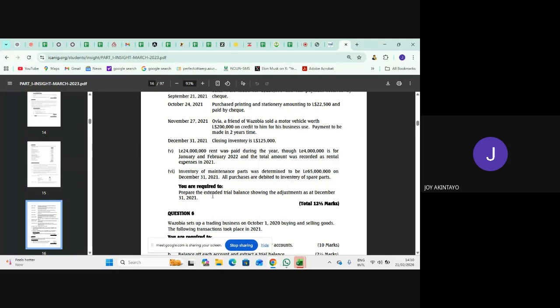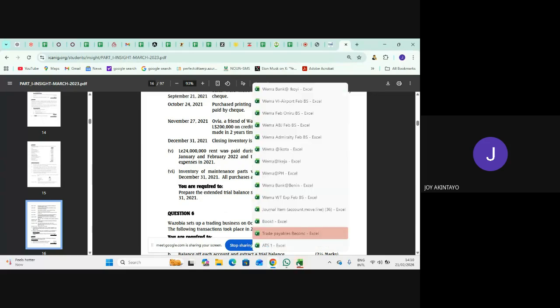Then we had to determine the trial balance, the extended trial balance showing the adjustments. So without wasting our time, this is the format.